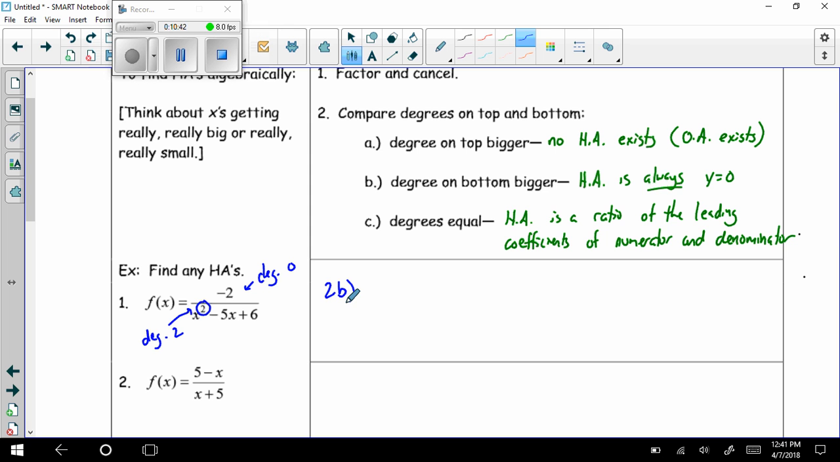Notice the top doesn't factor, but technically we should factor this out first. So f of x equals negative 2 over (x minus 3)(x minus 2). The degree is still bigger on the bottom, and so we would say our HA is y equals 0. Again, nothing canceled, so I don't have to worry about canceling anything out.